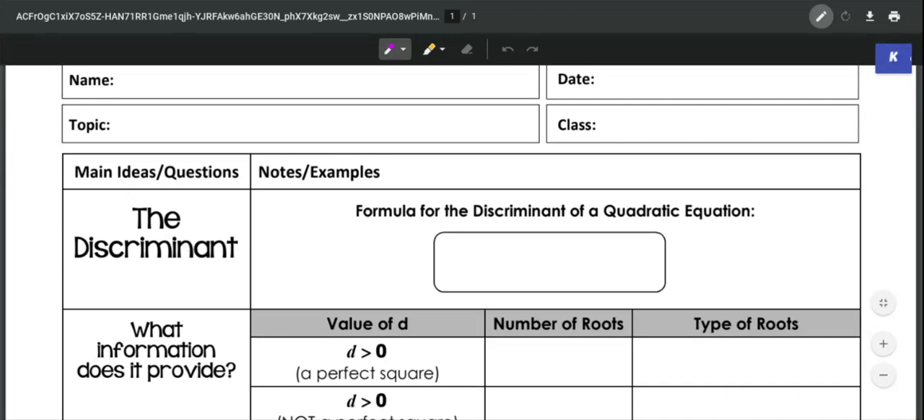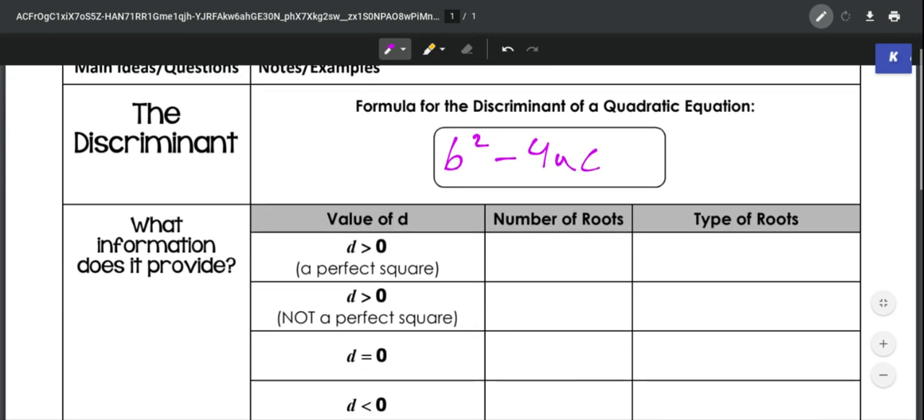Let's look at the second part of Unit 4, Section 8. And this deals with something called the discriminant. So the discriminant is the formula for finding that is b squared minus 4ac. And the reason that this is important is because it helps you figure out the number of roots you have and the type of roots you have. And roots is just another word for solutions, answers, whatever.